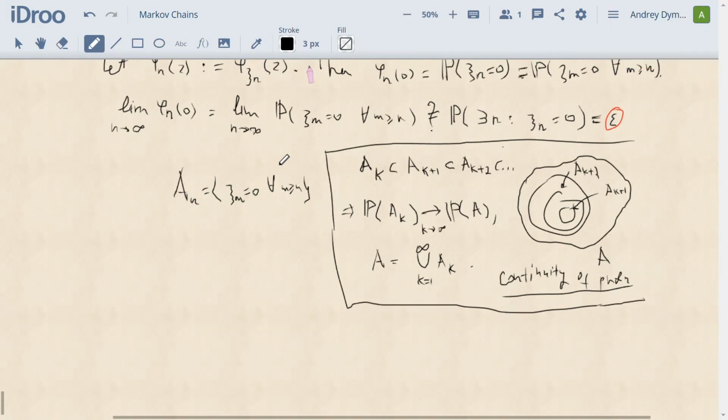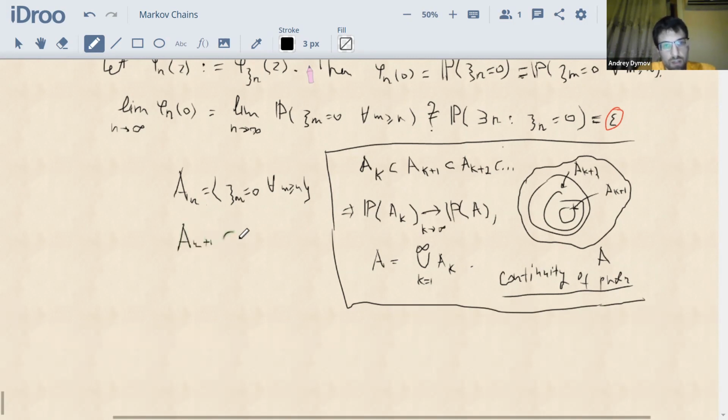A(n+1) is included in A(n), right? Because if everybody is dead starting from n+1, then if everybody is dead starting from n, then everybody is dead starting from n+1. Okay, but not the other way around, because if everybody is dead starting from n+1, it doesn't say anything about A(n). This is true.